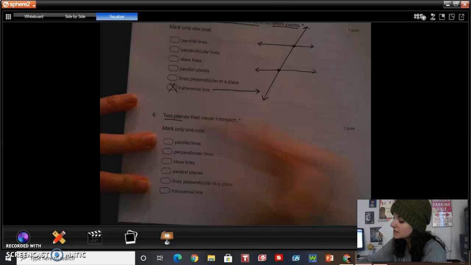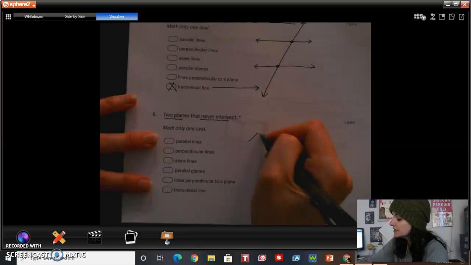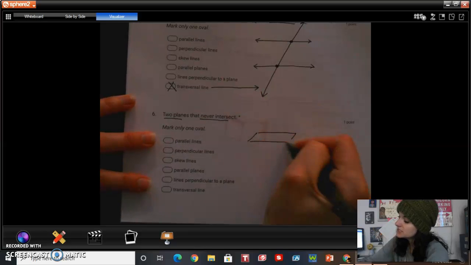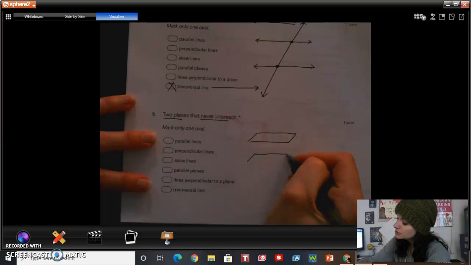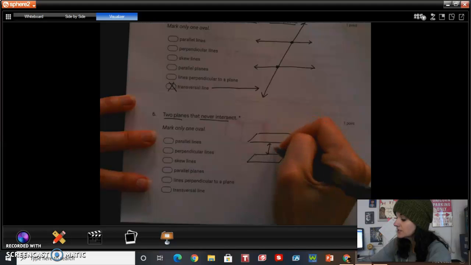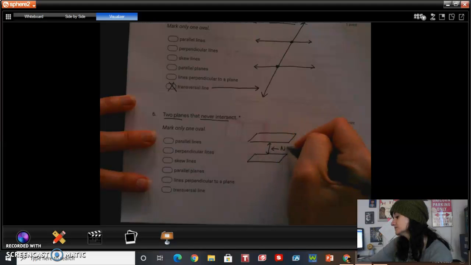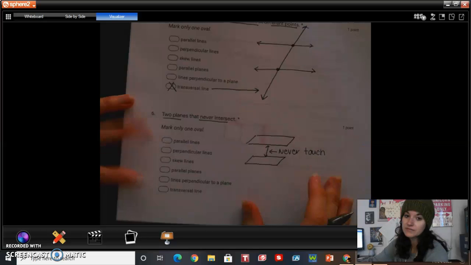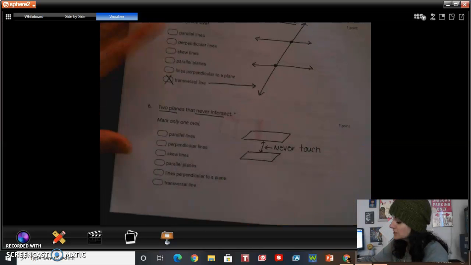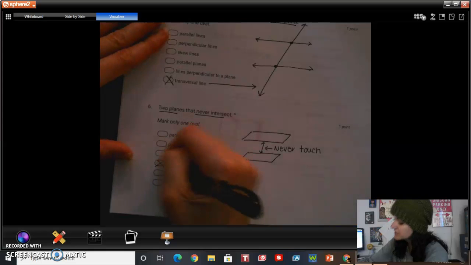All right, here we go. Two planes that never intersect. It's kind of like your ceiling and your floor. They're two planes that are never going to touch. Hopefully. And if they do, don't be in the room. So these would be considered parallel planes.